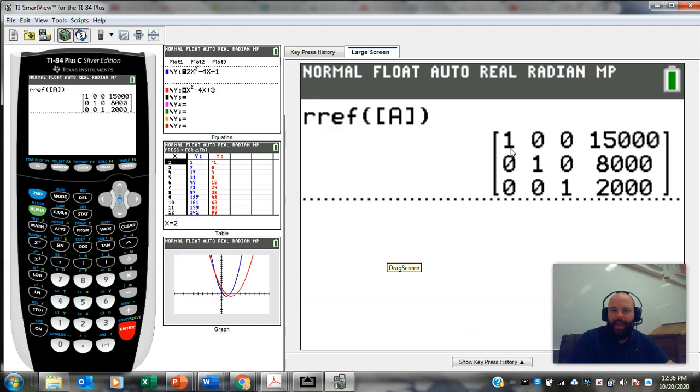And the answer is X, which is the money in the money market, is $15,000. Y, the money in the municipal bonds, is 8,000, and Z, the money in the mutual fund, is 2,000. And that's it. So hopefully that problem made sense.